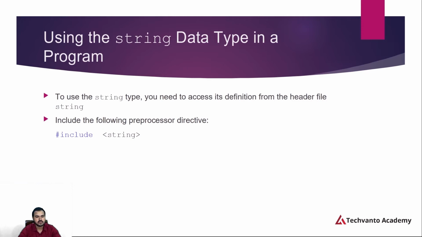If you want to use the string data type, string and char are different. If you want to use only one character, then we call it a char, a character. And if you want to use something like a name, a city name or your village name, you can use the string data type, and you need to mention the header file as well, #include <string>.